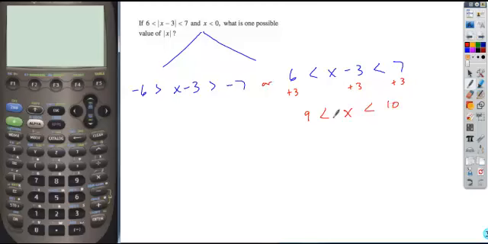So our answer could be any value from 9 to 10. However, we're told that x is less than 0. So these solutions aren't going to be included in our answer. Okay? So we look at the other example.